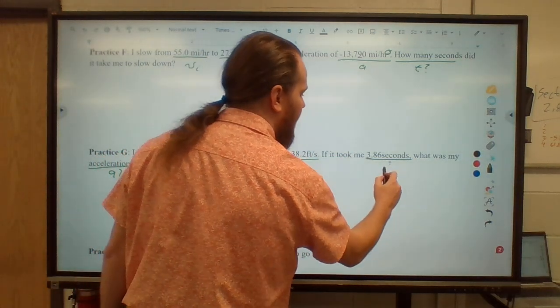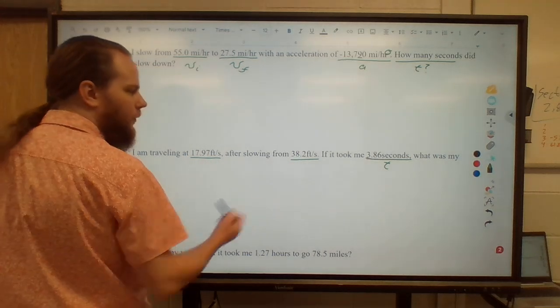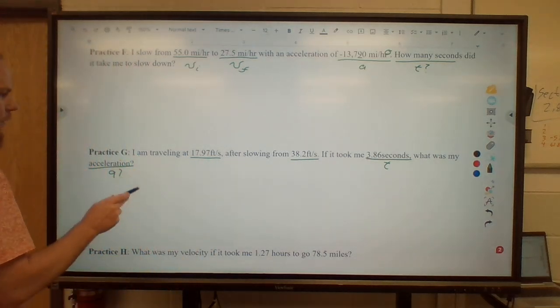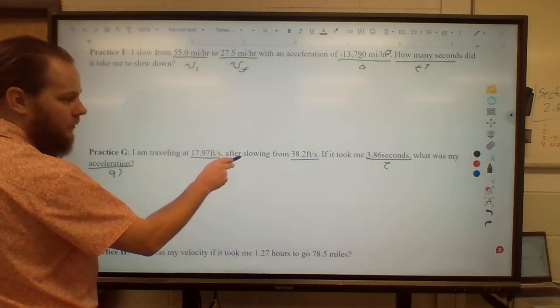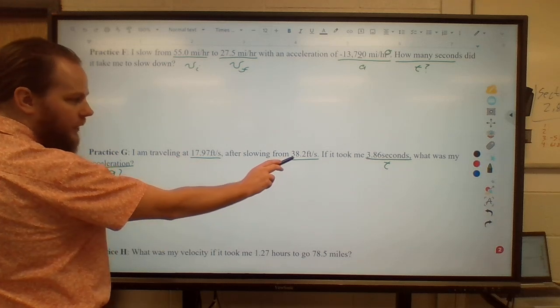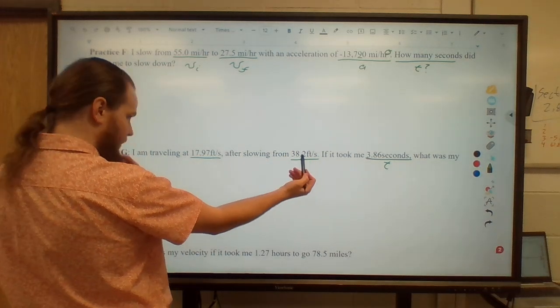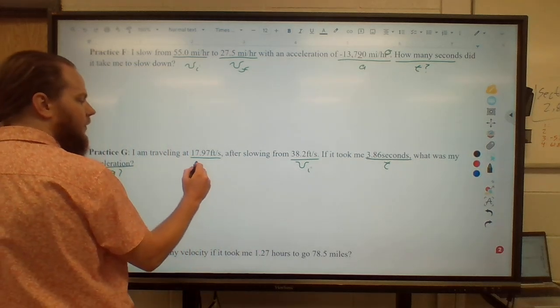This is obviously t. Then we have two velocities, distance over time, feet per second. But this one's a little weirdly worded. I'm traveling at this after slowing from that. So I am now doing this, but I was doing that. So this came earlier in time. So this is VI, and this is VF.